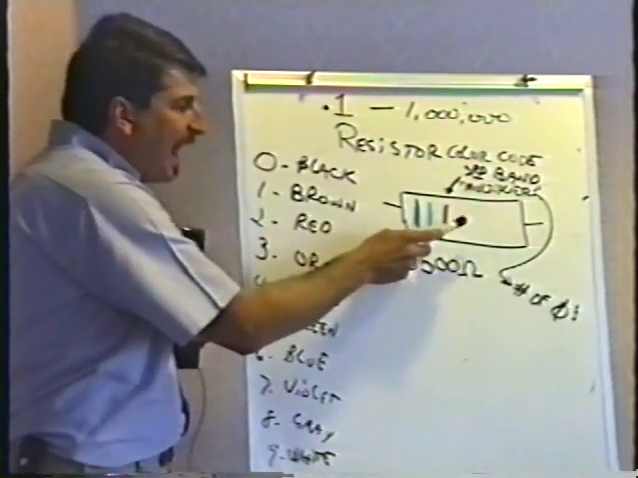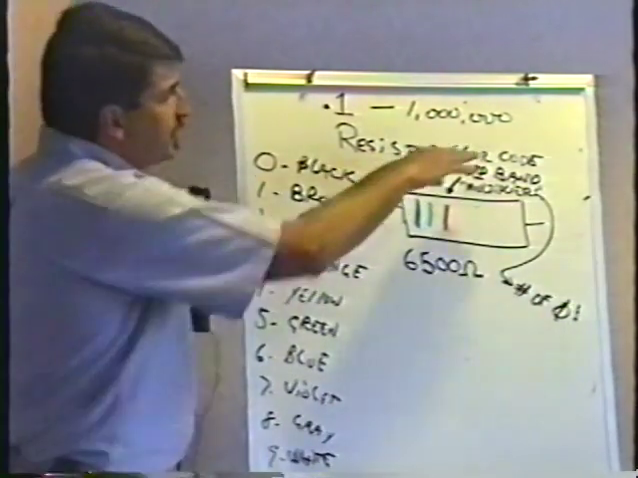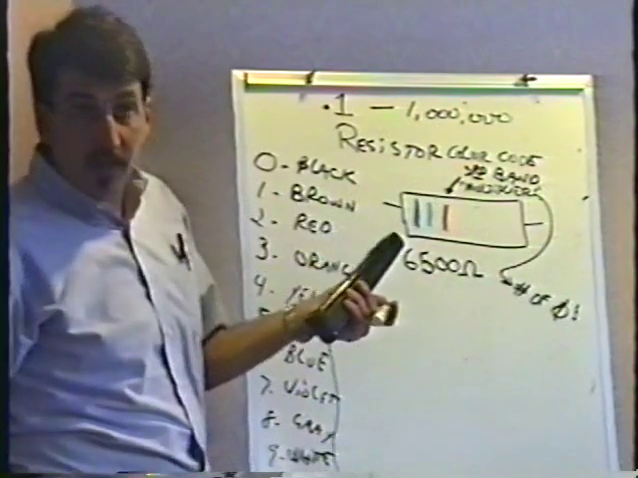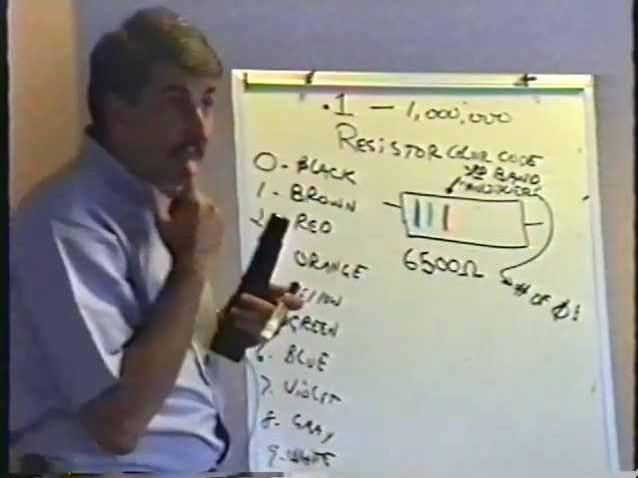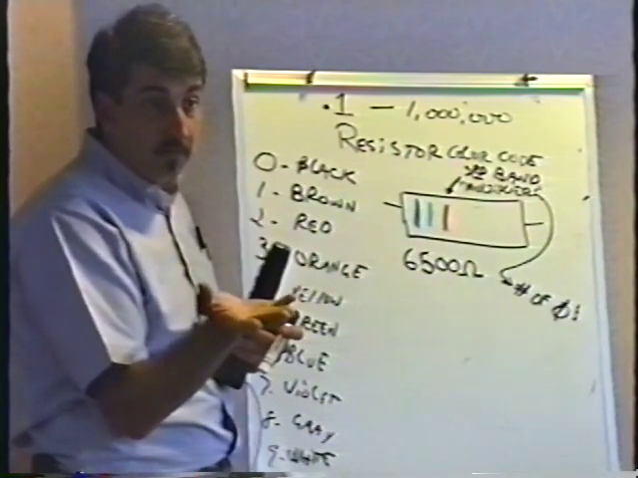The third band has to be the multiplier because, remember I said that we have resistors that are 1,000,000 ohms or so. If the third band was not the multiplier, if you just wrote down the number it was, what would be the largest value in ohms you could have with 3 bands?